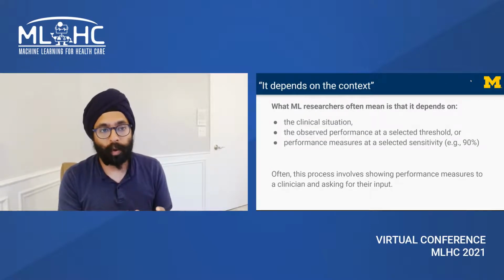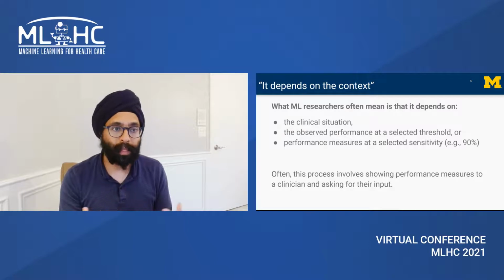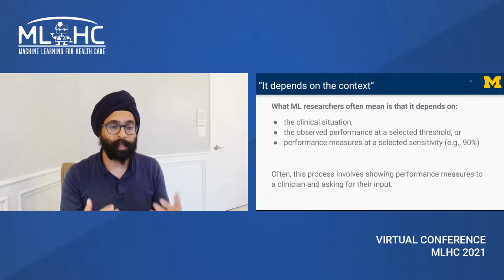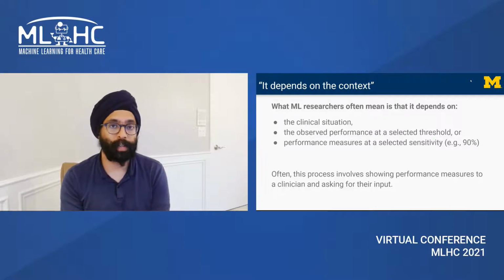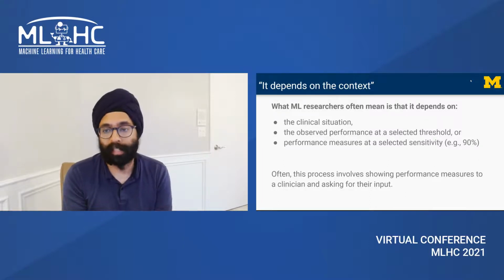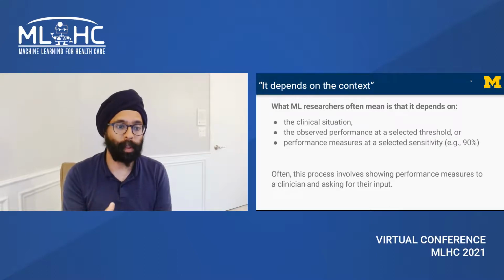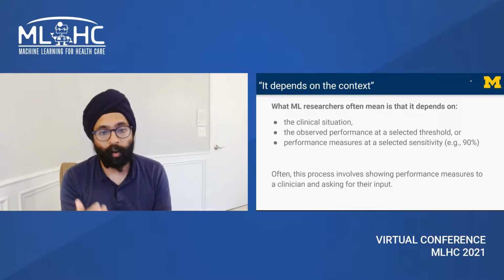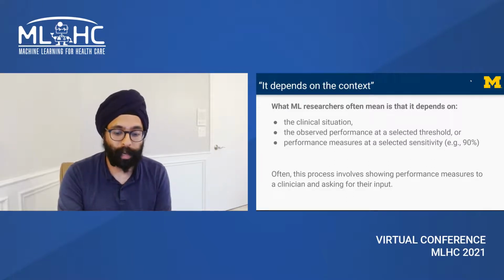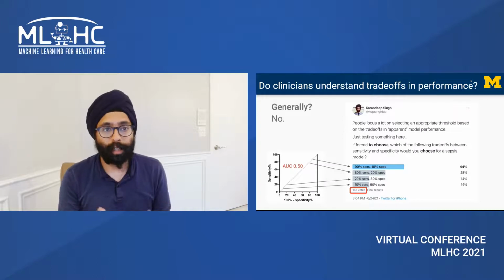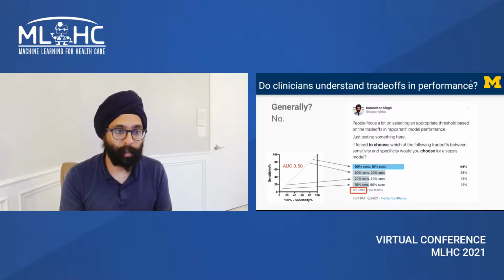If you ask a machine learning researcher this question, what they'll likely tell you is that it depends on the context. And what they mean by that is that it depends on either the clinical situation, the observed performance at a selected threshold, or the performance measures at a selected sensitivity, for example, 90% sensitivity. And oftentimes, especially those second two bullet points, involve performance measures being shown to a clinician and getting the clinician's input. Do clinicians actually understand trade-offs in performance?